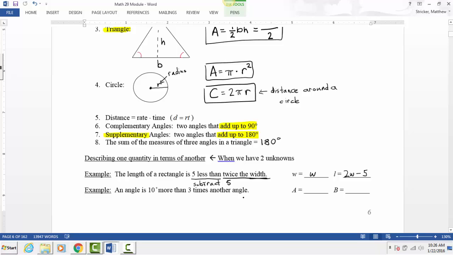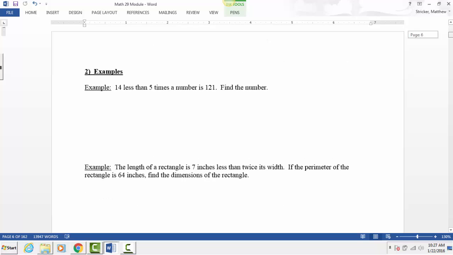So we can do the same thing here in this next one. Can you do this one on your own? It says one angle is 10 more than 3 times another angle. So one angle, say A, is 10 more than, not 5 less than, but 10 more than 3 times another angle. And we'll let that other angle be B. So we'll just let B be B, and then we'll let this angle be 10 more than 3 times that other angle. Okay, I think we're at the place where we can try some examples now.